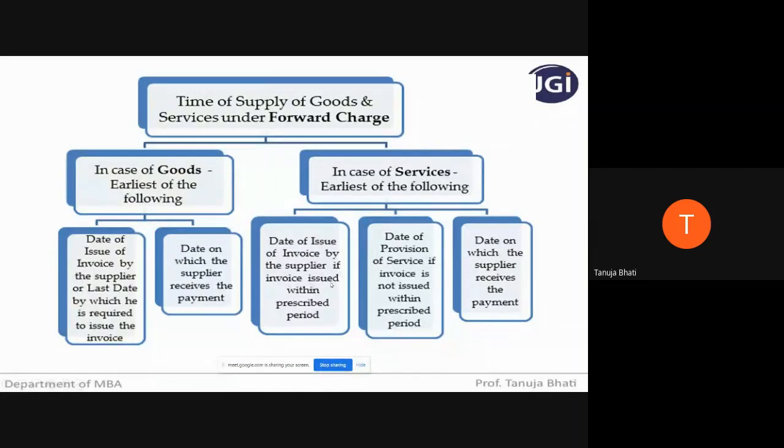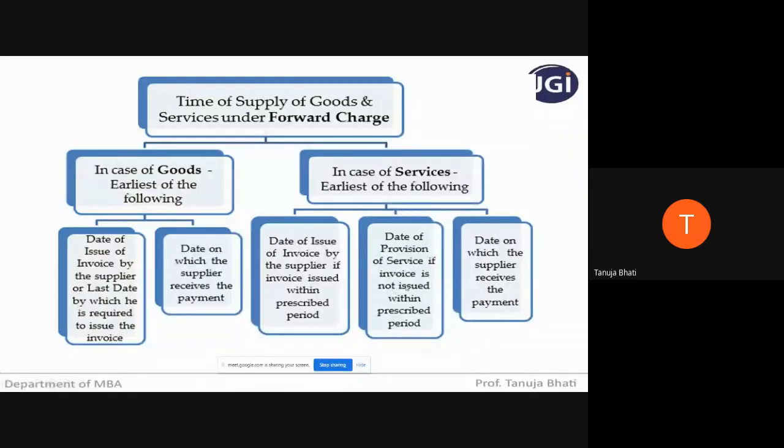If the invoice is issued within the prescribed period, students, what is the prescribed period? In case of services, as per section 31, it is within 30 days from the date of providing the services. You have to raise the invoice within 30 days. You have to issue the invoice. So if you are doing that, you are issuing the invoice within the prescribed period. In that case, it will be date of issue of invoice or the date of payment, whichever is earlier.